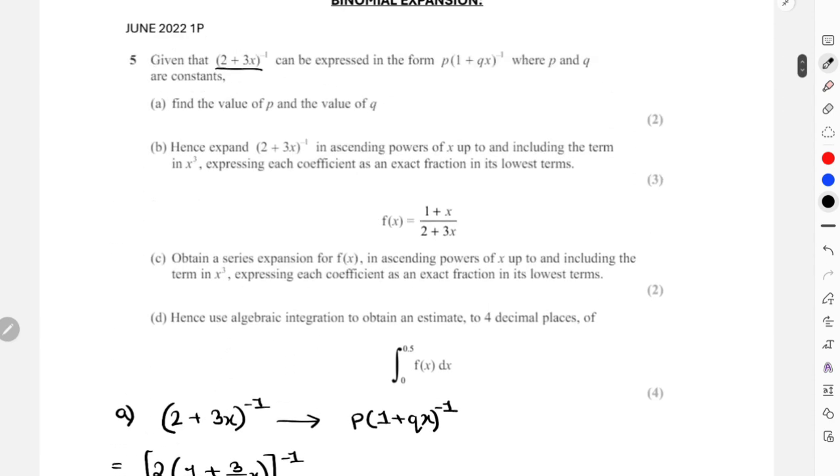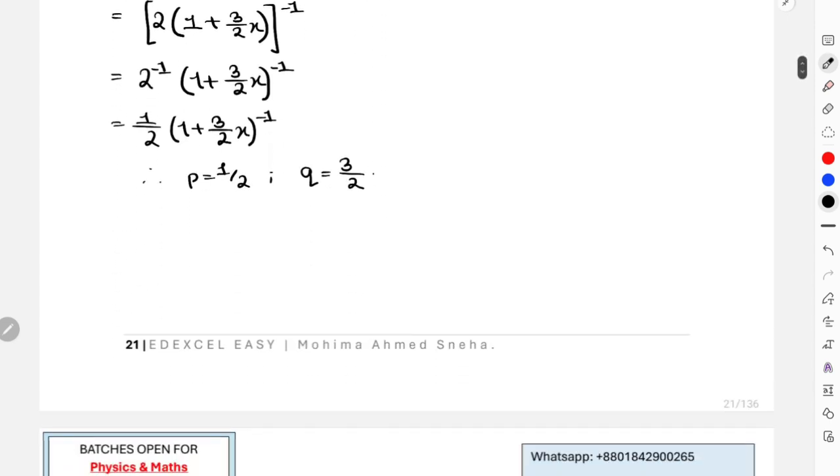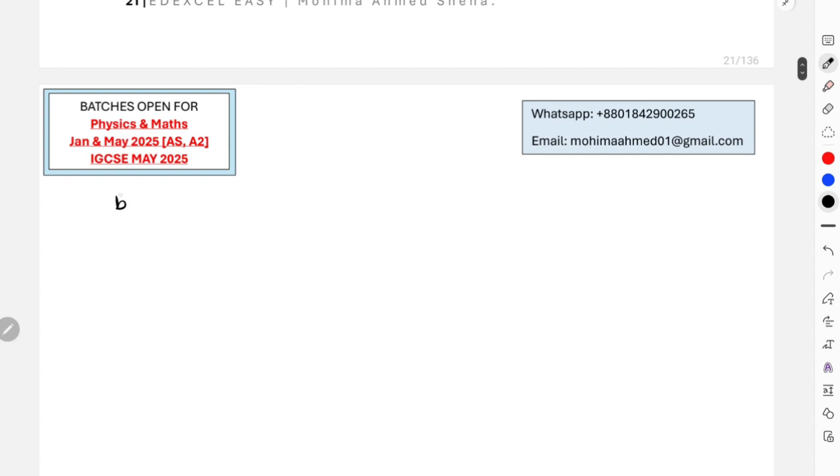After that, for part B, they want to expand this in ascending powers of x up to and including the term x to the power of 3, expressing each coefficient as an exact fraction in its simplest terms. So now we'll use the binomial theorem. It becomes extremely easier when you take the first term to be 1, so it is better to use the format we calculated in the previous part: (1 + 3x/2) to the power of -1.